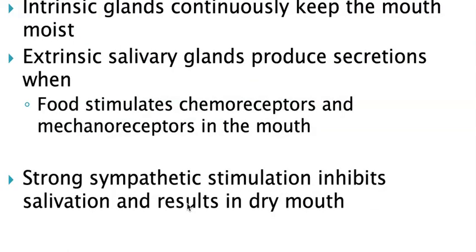In terms of control of salivation, the intrinsic glands run fairly continuously to keep the mouth moist. The extrinsic glands are stimulated either by stretch of the mechanoreceptors, food, so the presence of different substrates on the tongue triggers the secretion, but you would also see parasympathetic innervation increasing salivation versus sympathetic innervation, which would inhibit that salivation.